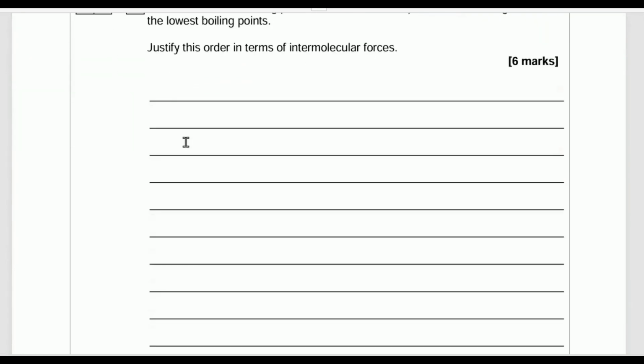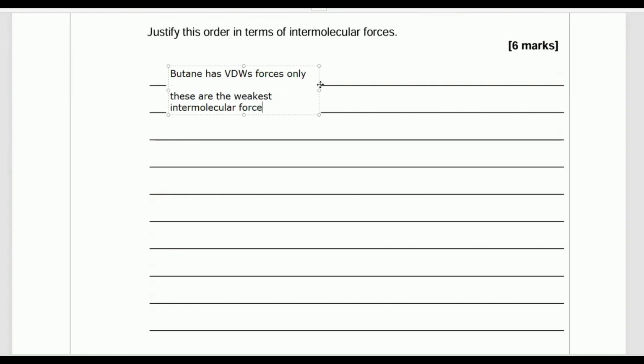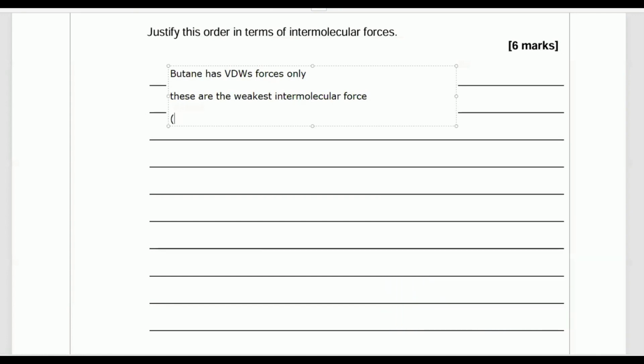Let's go. Okay, justify this. So we want to say butane has van der Waals forces only. These are the weakest intermolecular force. Now, it doesn't ask me to explain it, and I won't get any marks for explaining it. So why am I going to do it? Well, it's for your benefit, really. I'm just going to go through and explain how these weak temporary dipole-dipole forces actually appear.